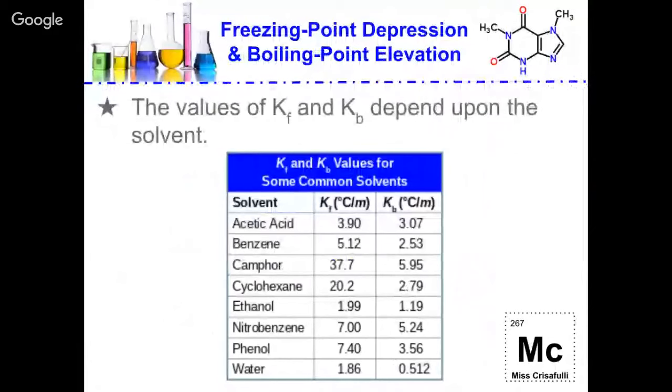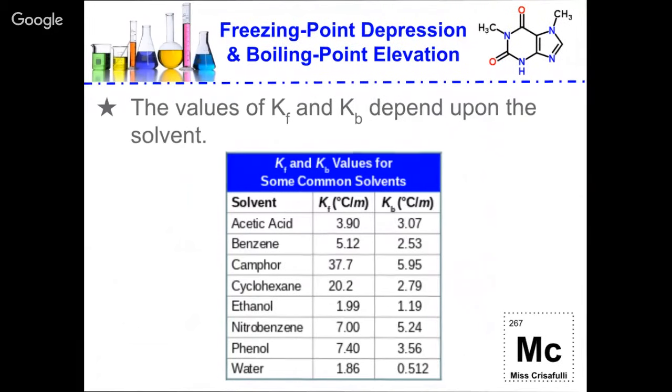So here are some common values of Kf and Kb depending on your solvent. For most of our calculations, we're going to be using water, so you're going to have to remember the 1.86 for Kf and the 0.512 for Kb for water.